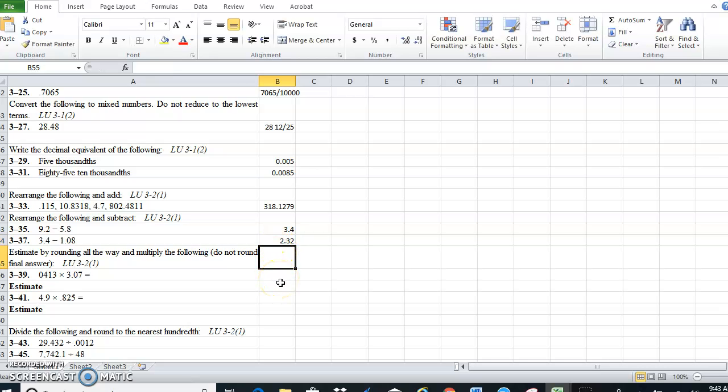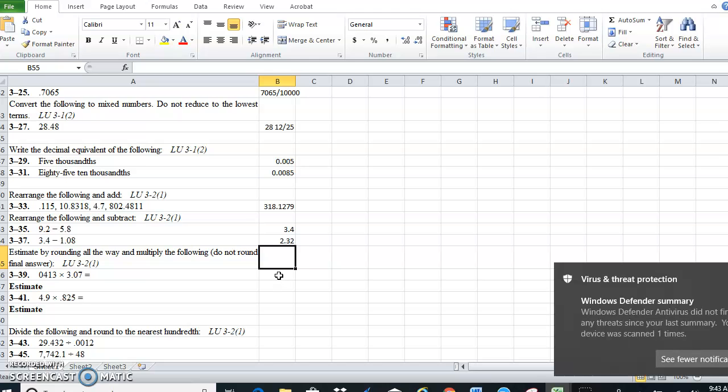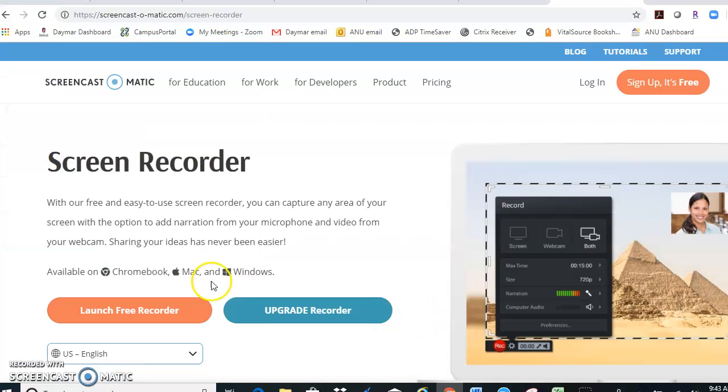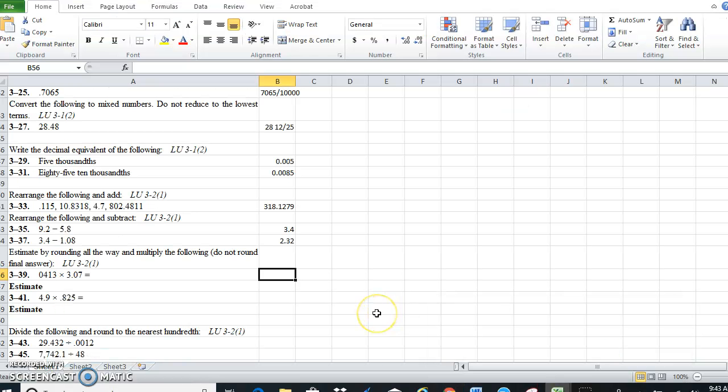Estimate by rounding all the way and multiply the following. Do not round the final answer. So, okay. Sorry about that. I had to get rid of some things on my screen. I apologize. So it wants us to estimate first, and estimate by rounding all the way and multiply the following.